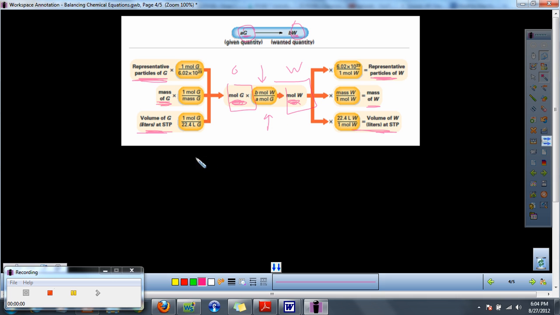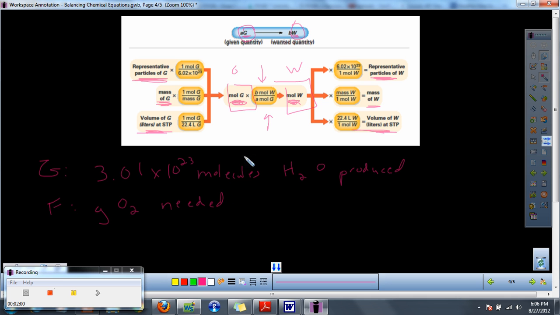The question is given. If you have 3.01 times 10 to the 23 molecules of H2O produced, find the number of grams of O2 that were needed in the combustion of hydrogen reaction to form that much H2O.